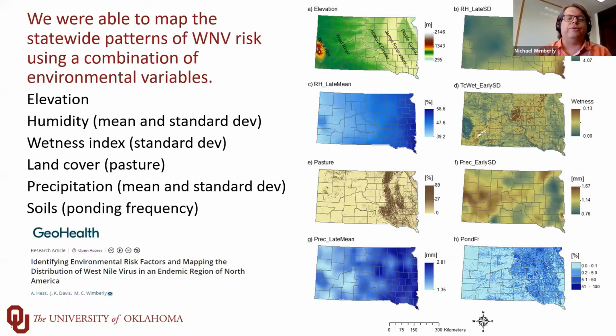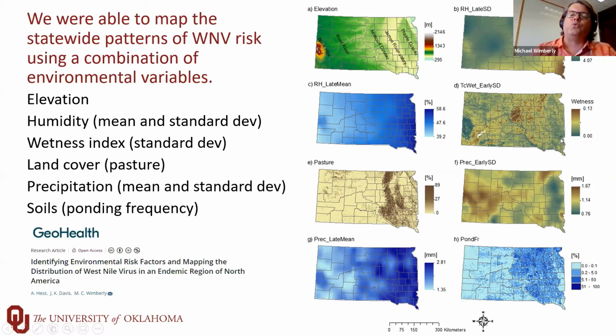One of my grad students, Andrea Hess, recently built on Ting Wu's work to build a statewide West Nile virus risk map based on a combination of different things. Elevation, humidity, land cover comes out in here again. We talked about grassland associations before, and if you look here, we actually find strong associations with areas of pasture land. Also, some climate and soil variables are important.